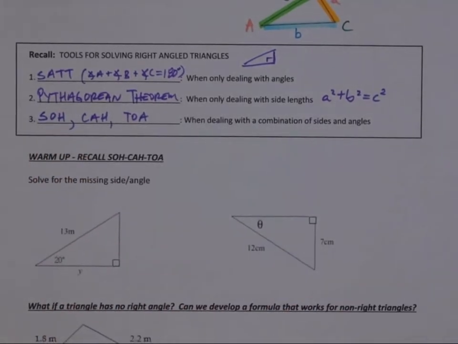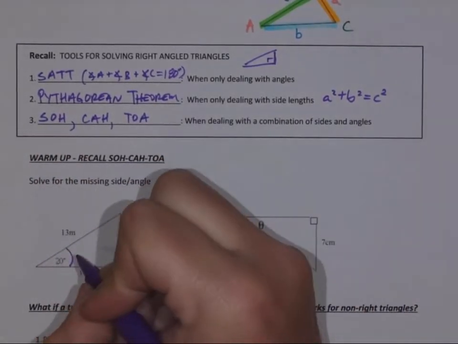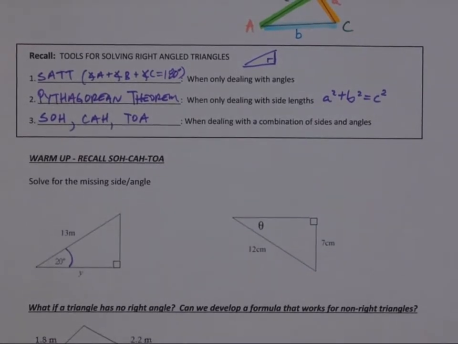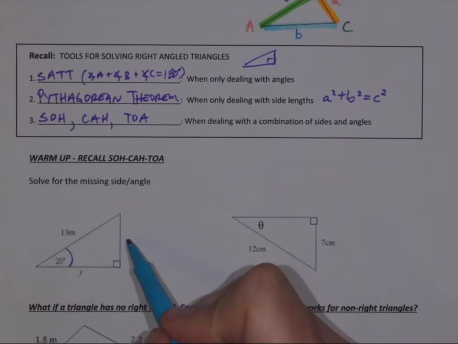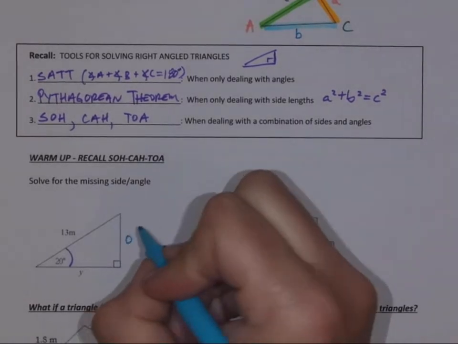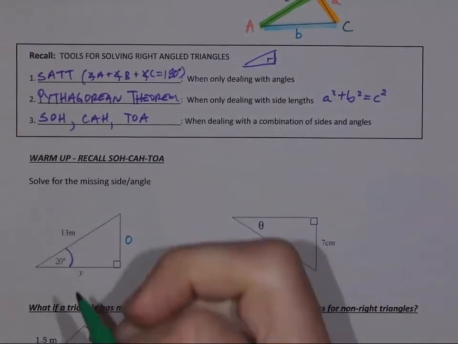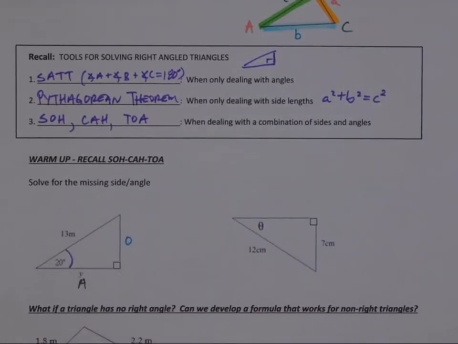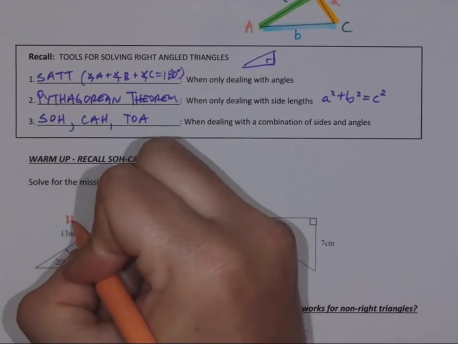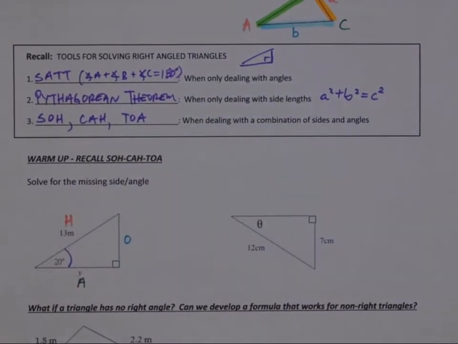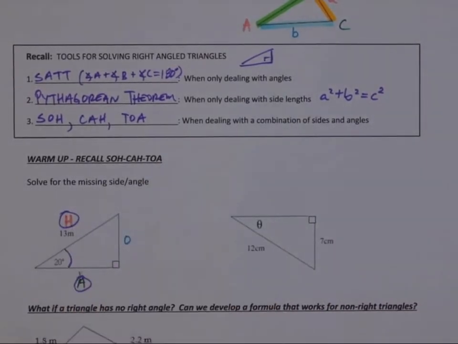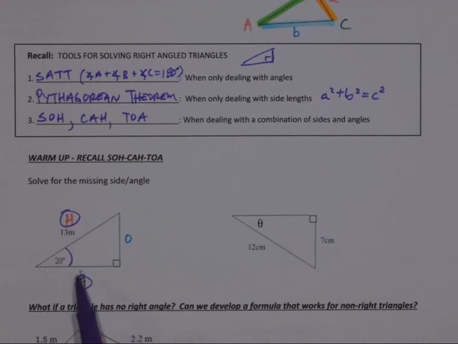We use SOHCAHTOA. So we're looking at this corner. So let's start thinking about what we've got. We have an opposite. We have an adjacent. And we have a hypotenuse. Remember how to line those up? Oh man. So what do we have? We have a hypotenuse and we want to find our adjacent, A and H.